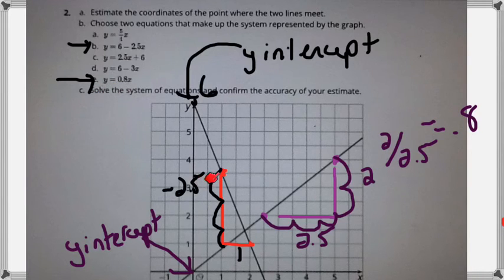You must, to get credit for your homework, have your slope triangle drawn in for this one with it labeled, and the slope triangle drawn in here with a label, showing that you actually found this math. 2 divided by 2.5 is 0.8. And here I don't need to see 2.5 divided by 1, because I know most of you know that 2.5 divided by 1 is 2.5.